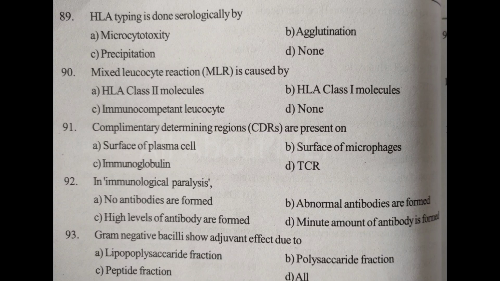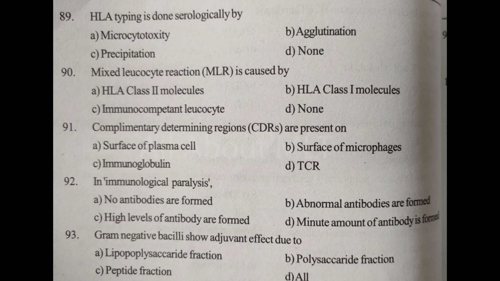Complementarity determining regions are present on: option A surface of plasma cell, option B surface of macrophages, option C immunoglobulin, option D TCR. Answer is option C immunoglobulin. In immunological paralysis: option A no antibodies are formed, option B abnormal antibodies are formed, option C high levels of antibodies are formed, option D minute amount of antibody is formed. Answer is option A no antibodies are formed.